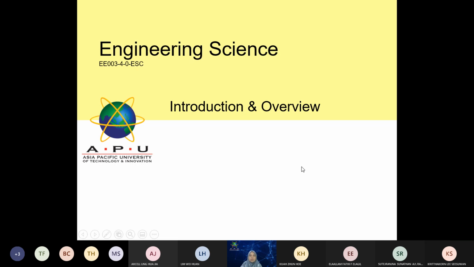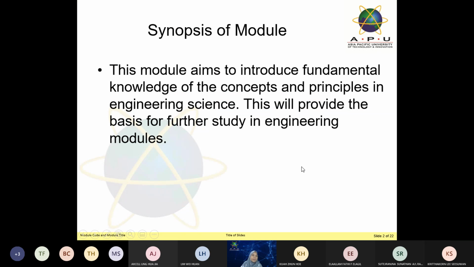Okay, let's look at the introduction. Synopsis of the module: the module aims to introduce fundamental knowledge of concept and principle in engineering science. This will provide the basis for further study in engineering modules.